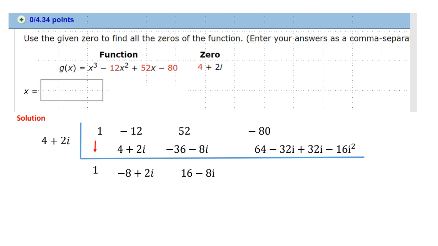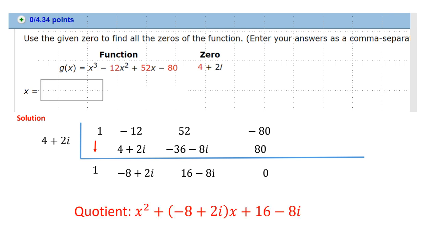I'm going to get 64 minus 32i plus 32i minus 16i squared. And when I simplify, I get 64 minus 16i squared, which, again, i squared is negative 1. So negative 16 times a negative 1 gives me a positive 16. 16 plus 64 is going to give me the 80. So negative 80 times 80 is 0.